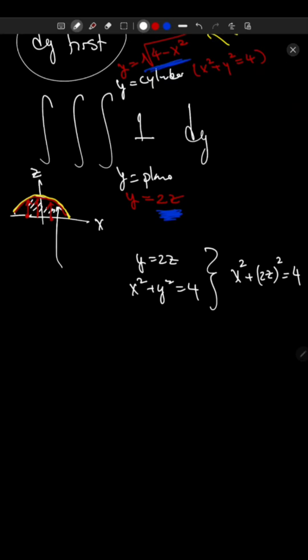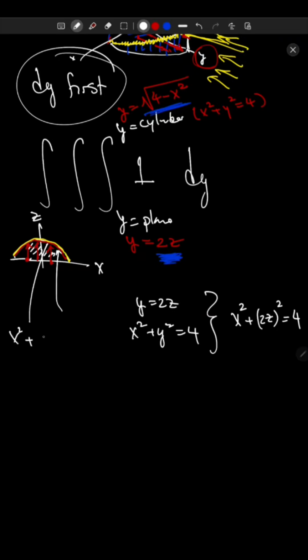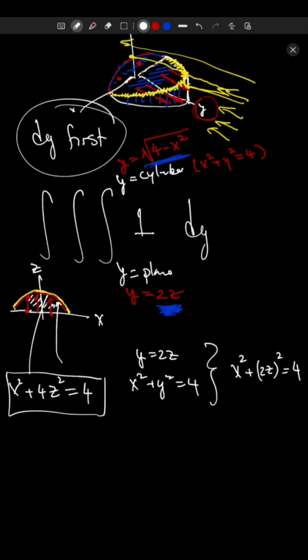No more y's. So this curve is x squared plus (2z) squared equals 4, or x squared plus 4z squared equals 4. This one actually happens to be an elliptical region. But once we know this, we're all set.